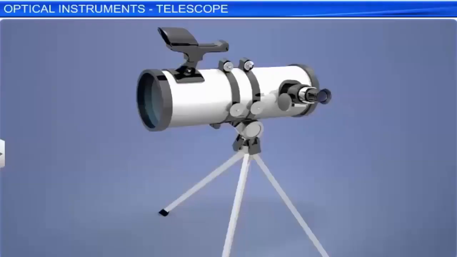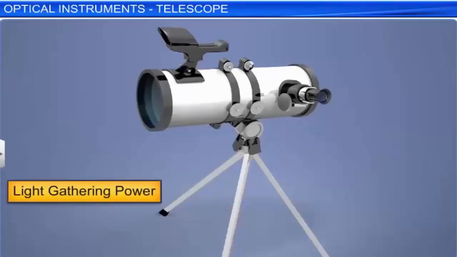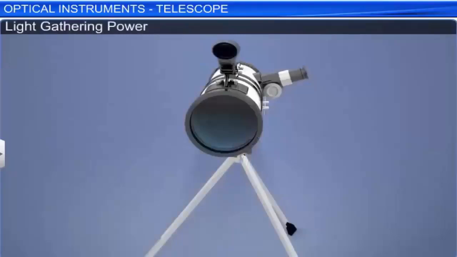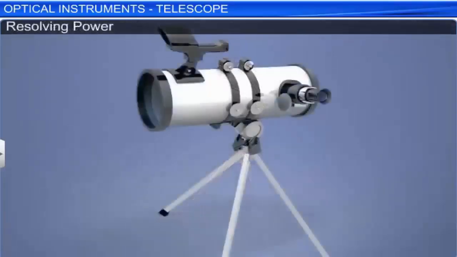The main considerations of a telescope are its light-gathering power and its resolving power. Light-gathering power of a telescope depends on the size of the objective. If the size of the objective is large, then it can collect more light, and as a result, fainter objects can also be observed. The resolving power of a telescope is its ability to observe two objects in very nearly the same direction distinctly.